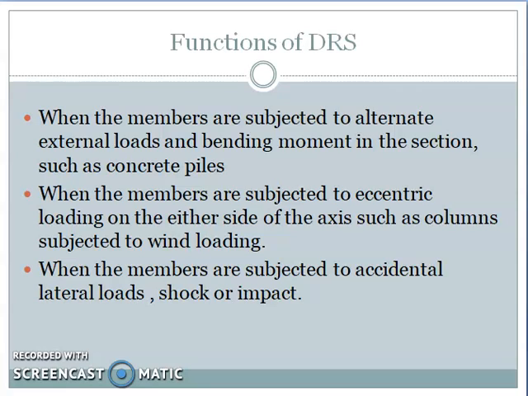When the members are subjected to eccentric loading on either side of the axis, such as columns subjected to wind loading. So other than the UDL or the point load in the structure, if there is some external load which is eccentric, it does not act at its center of gravity or along its axis. Due to the external load, a very high moment is generated in the structure, and that is the reason we have to go for a doubly reinforced section. Next is when the members are subjected to accidental lateral loads, shock or impact. At the same time, the moment generated will be more, and for the same reason, we will have to provide a doubly reinforced section.